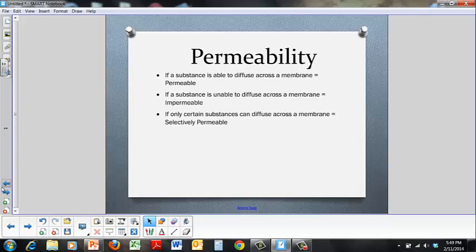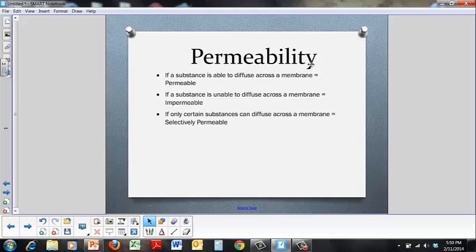So in order for something to get through, let's say, a wall or a membrane, like our cells, they have to be permeable. So when something is permeable, we mean that something is able to diffuse across a membrane. If something is unable to get through, then we call that impermeable. However, the cell membrane or the plasma membrane is what we call selectively permeable.